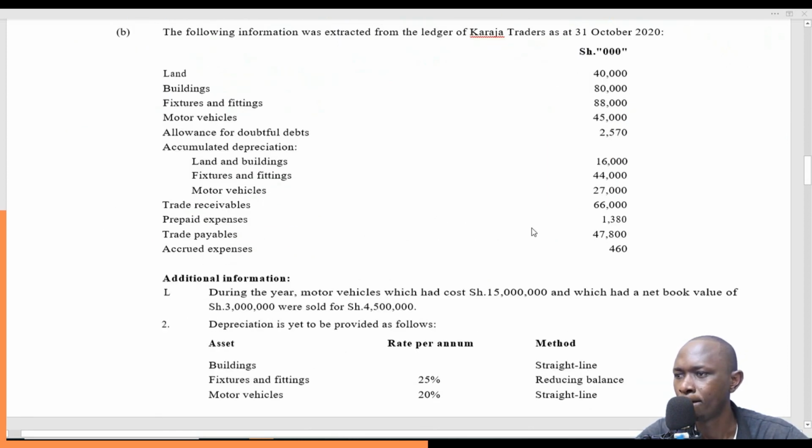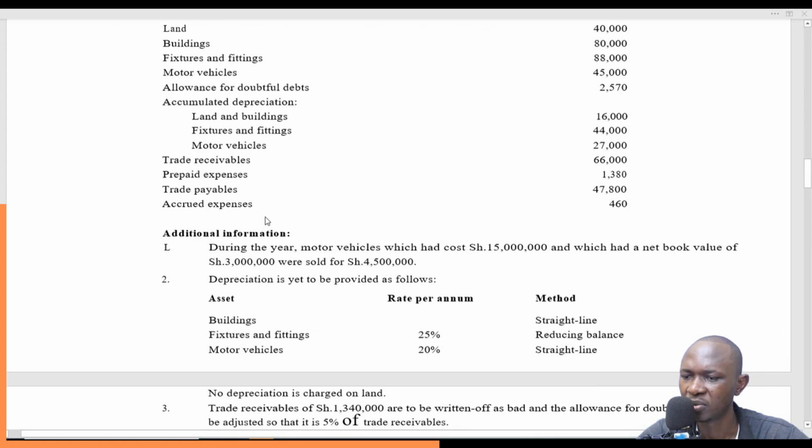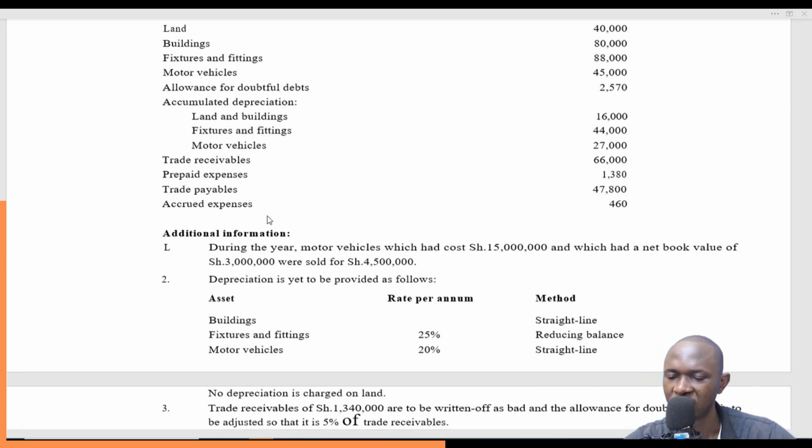Let's go to B. The following information was extracted from the ledger of Karanja Traders as at 1st October 2020. So land, buildings, fixtures, allowance for doubtful debts, accumulated depreciation, trade receivables, prepaid expenses, trade payables, and accrued expenses. You can get this question paper, just download. It's here with us so that it can guide you.